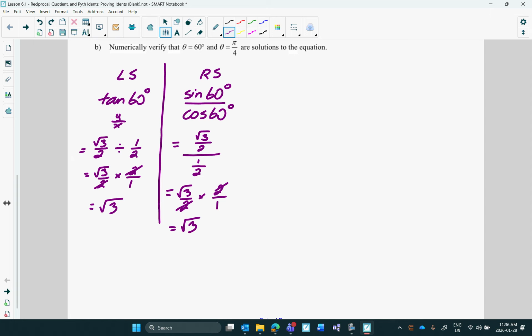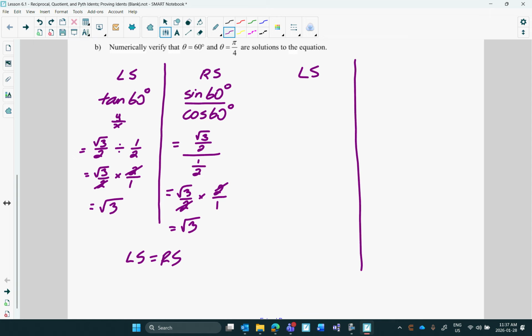So we've just proven that the tan of an angle is equal to its sine divided by its cos. Because when I picked an angle and evaluated it, I got the same value. So I can say the left side equals the right side. Question is, does that work for every angle, whether it's in degrees or radians? Well, let's try pi over 4.